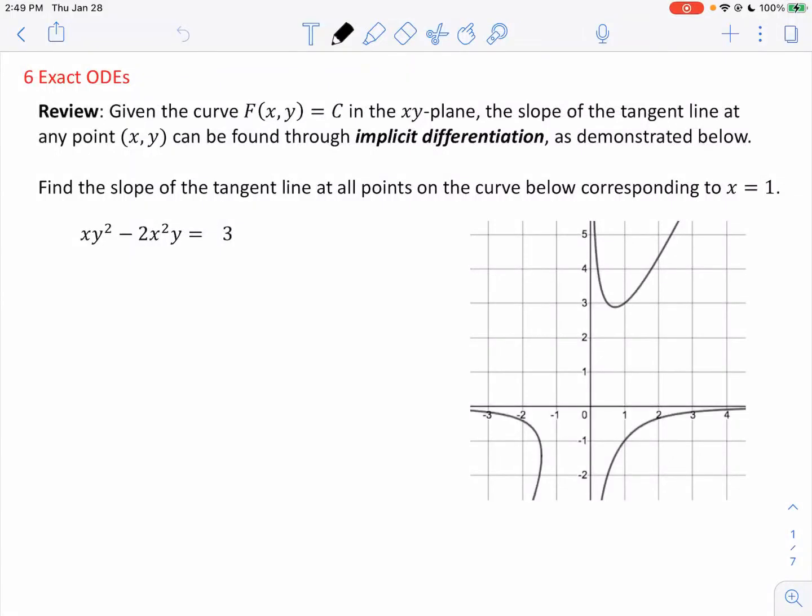Hello students. Topic 6 is on exact ODEs. We're going to do a few slides of review first.